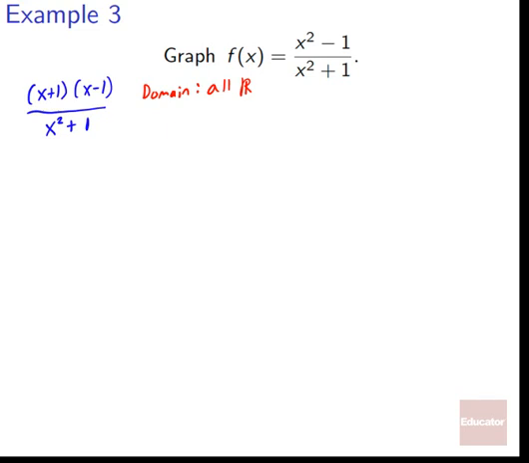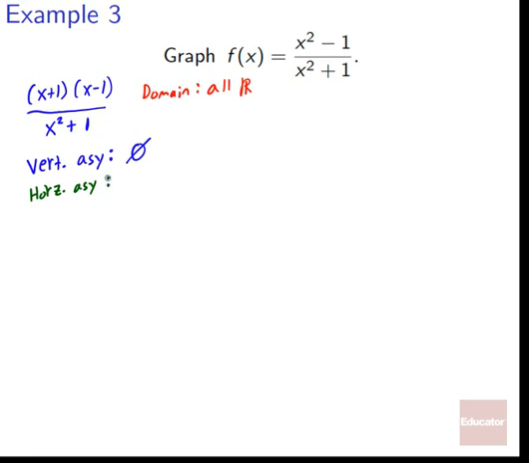So at this point, let's see, are there any vertical asymptotes? Vertical asymptotes would be where the denominator is equal to 0. There are no vertical asymptotes because with x squared plus 1, once again, there's nothing we can plug in to make it turn into a 0. What about horizontal asymptotes?